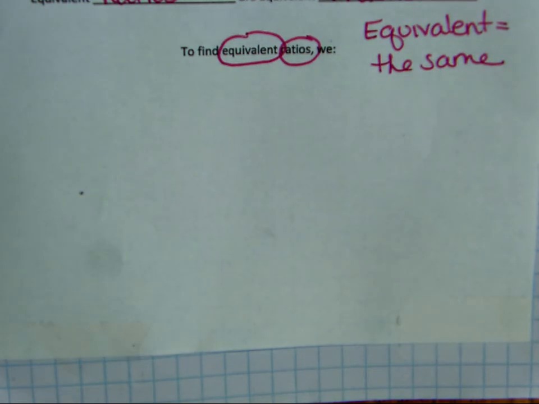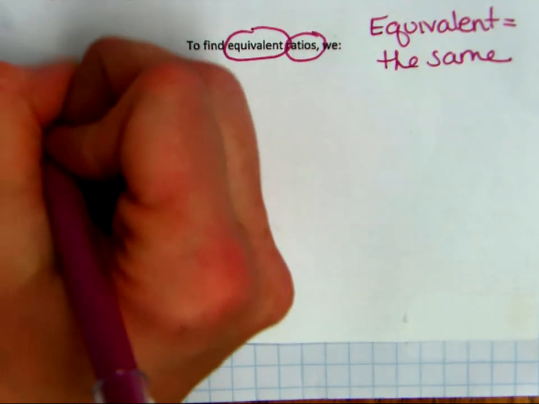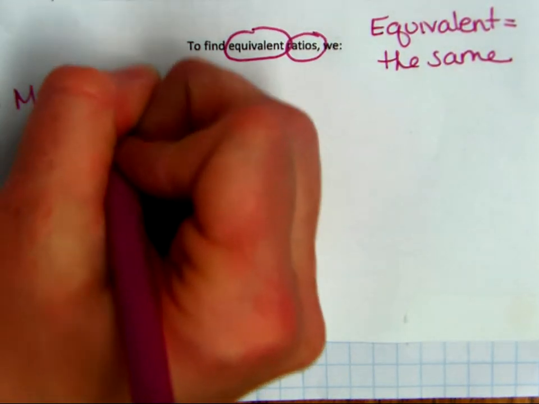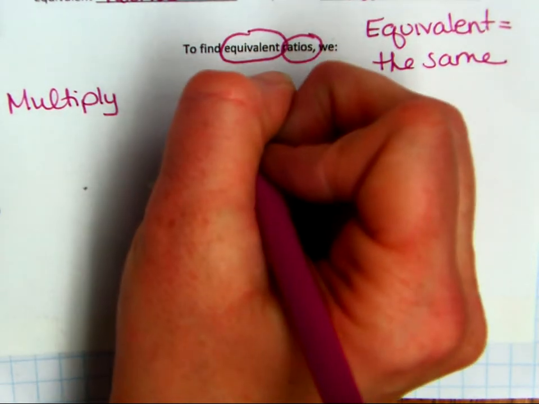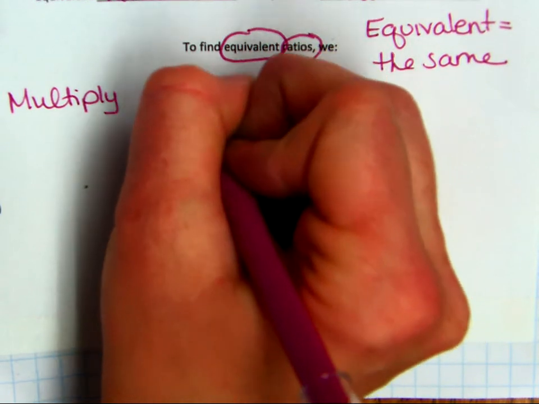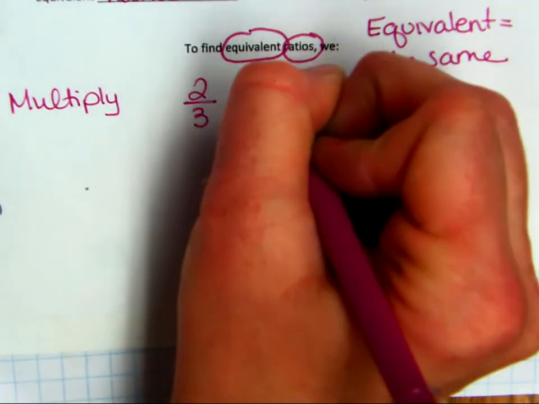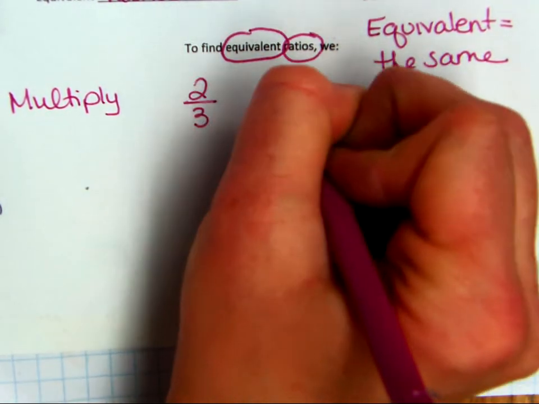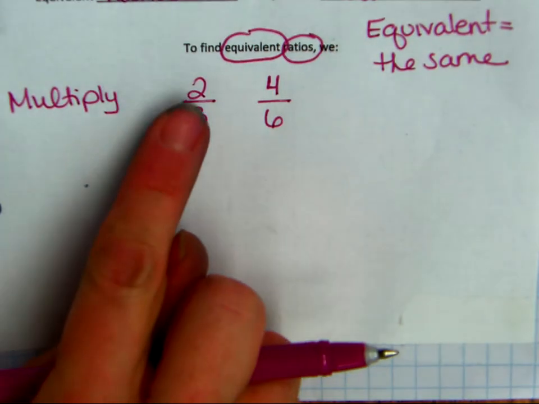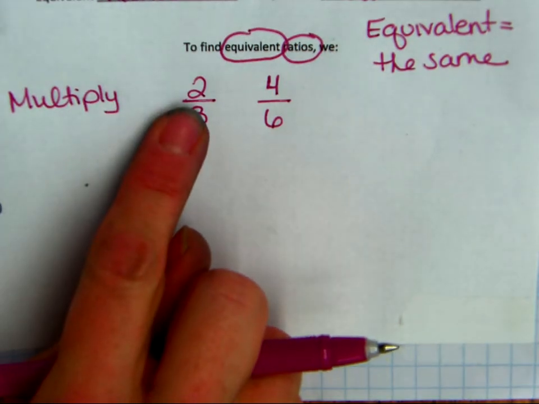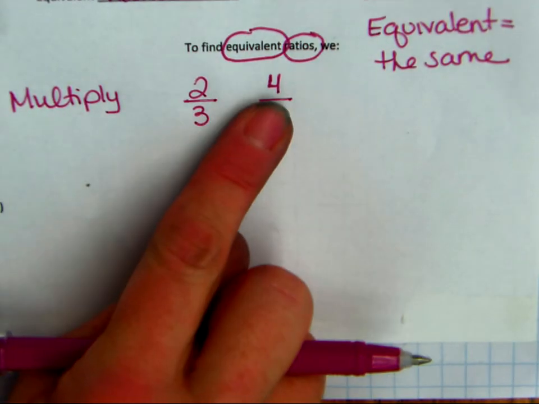Okay, so the first thing we're going to do is we are going to multiply. And I'm going to give us an example of this. If I were to have 2/3, and if I wanted to see, is it equivalent or the same to 4/6, I would figure out, can I do a multiplication problem to get 2 to 4? What could I do?